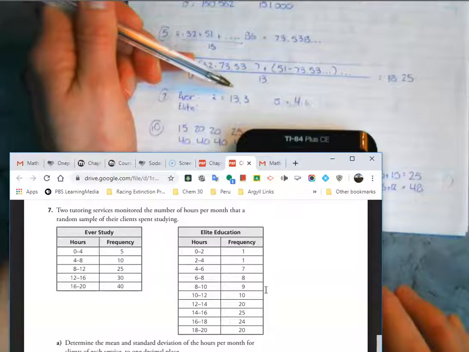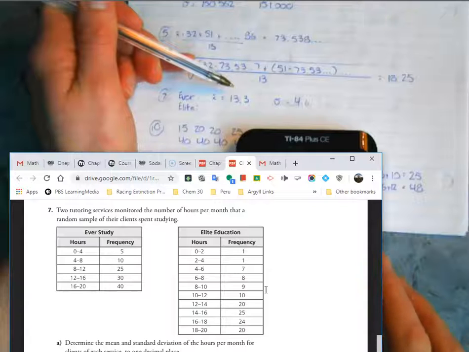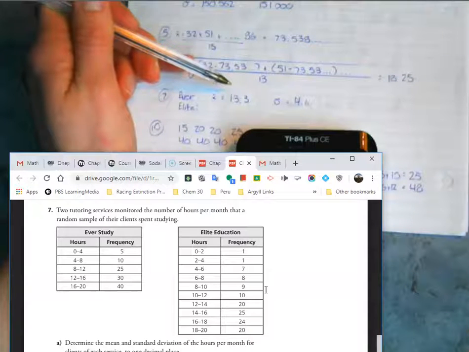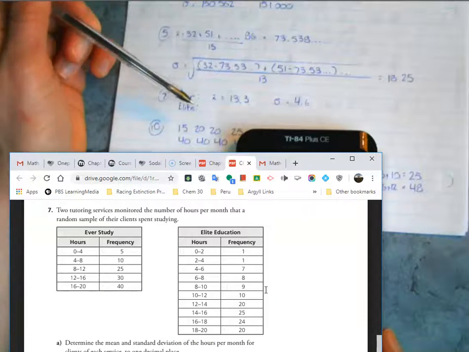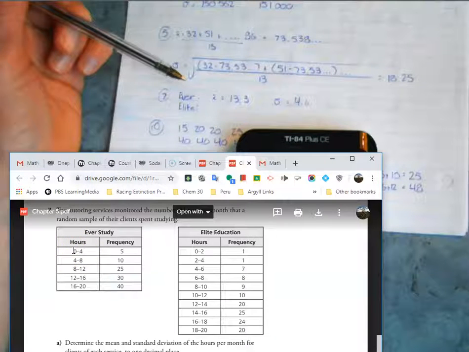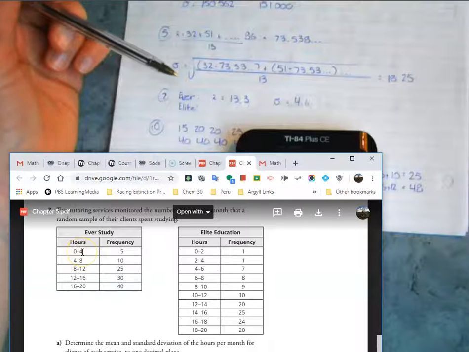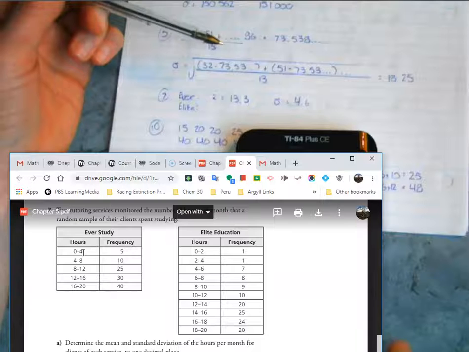So you're going to go into Stat, Edit, and go into your lists here. The main thing with this one is you have to remember that when you're entering your list, because this one doesn't do it for you, if you're using the data set side, remember you need to use the midpoint. So if one of the sets of values is from 0 to 4, what value is halfway between 0 and 4? It should be 2, right?